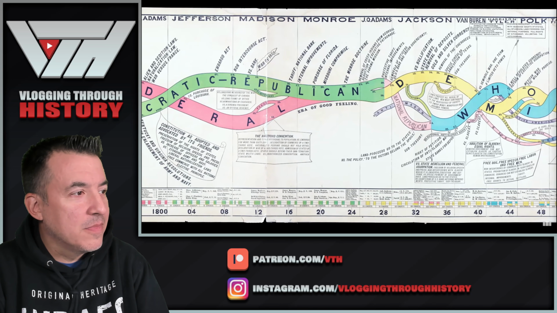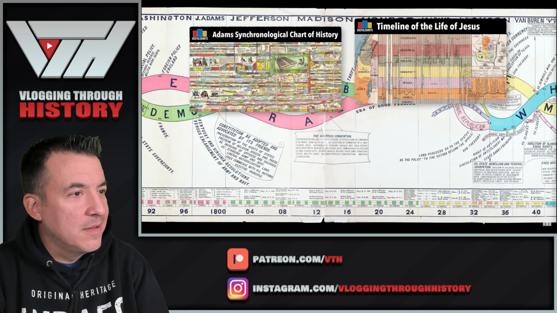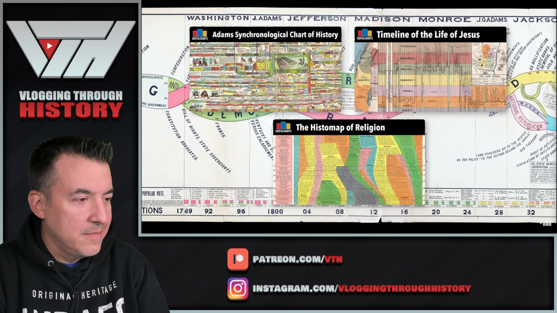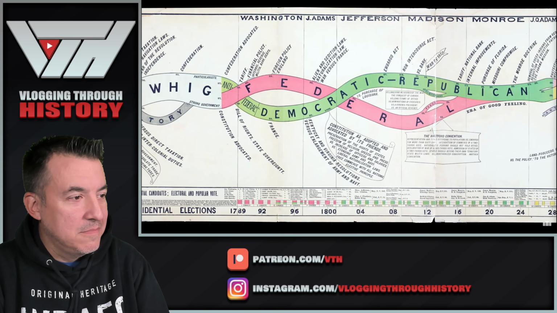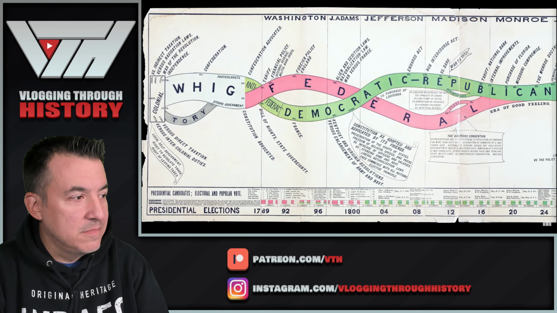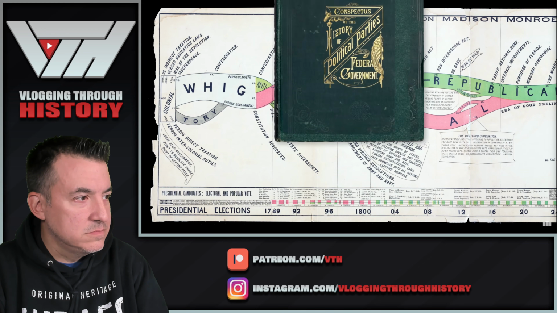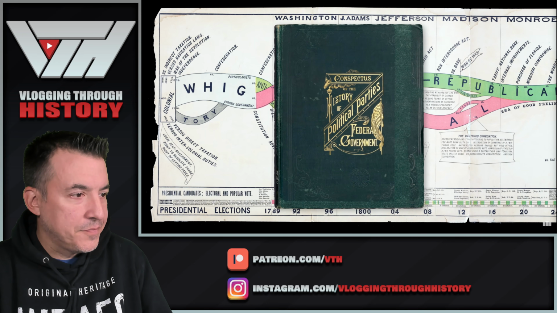So far, we've looked at Adam's synchronological chart of history, the bird's eye view of the life of Christ, and the histomap of religion by John B. Sparks. Well, today, since the U.S. election is coming up, I thought I'd take a look at this timeline of U.S. political parties. It was published back in 1880 as a fold-out chart in this book called Conspectus of the History of Political Parties and the Federal Government.